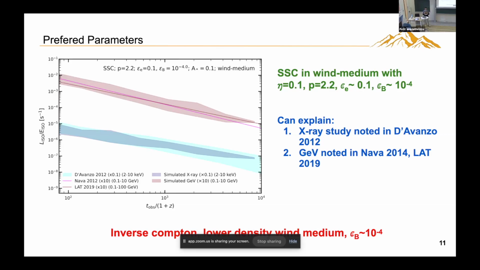So first of all, I would like to find out, can we do this simultaneously? Can we find some set of parameters which can simultaneously explain both of the independent correlations?